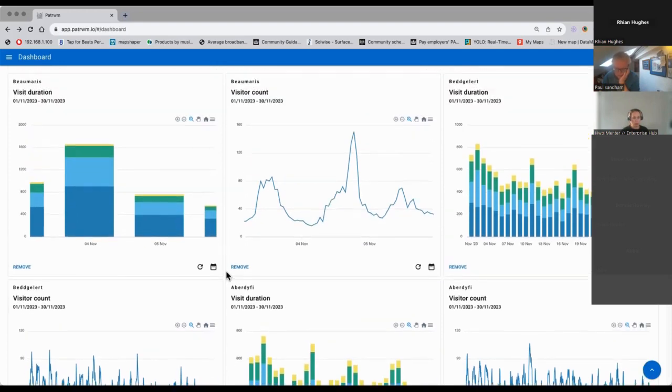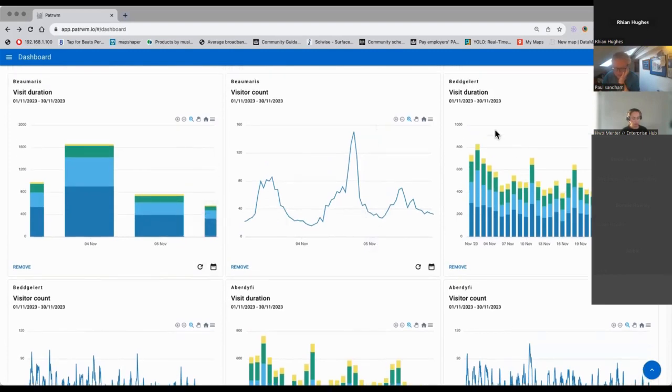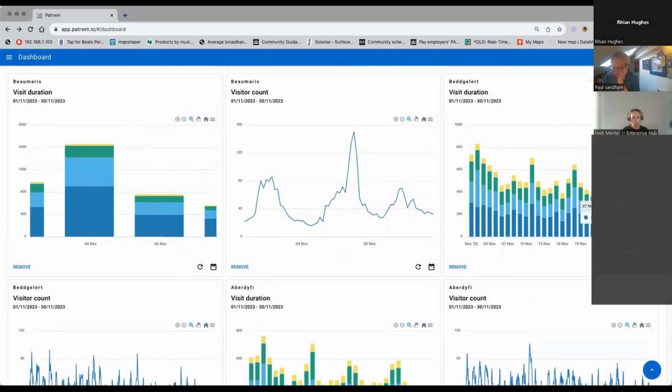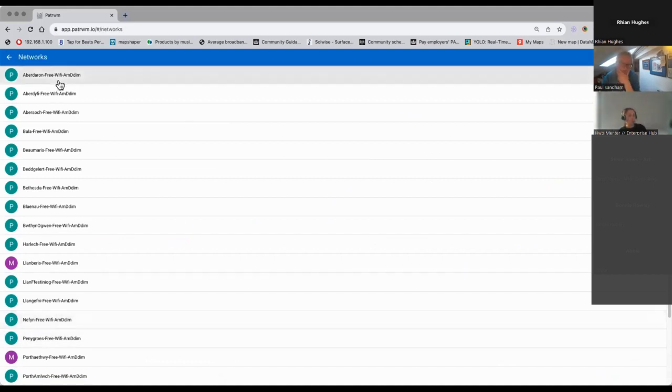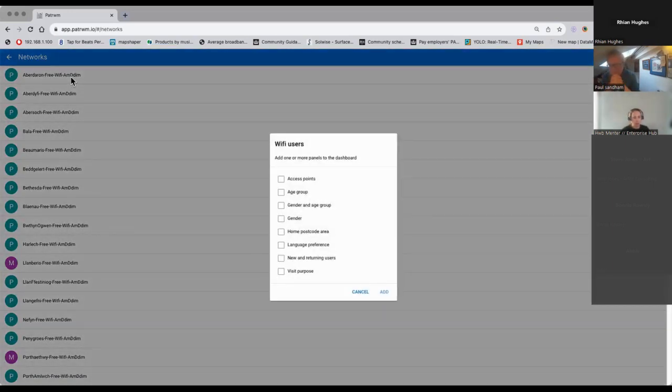What I've done here is I've found 3 places: Bamaris, Beddgelert, and Abu Dhabi, and we've got the data there. How I do this is by going to this little circle at the bottom right of the screen. By clicking on this, you'll see a menu appear. You've got 3 options. One is Wi-Fi users. What Wi-Fi users allows you to find out is what we'd call the qualitative data. What we mean by qualitative is it's not numbers, it's people's responses.